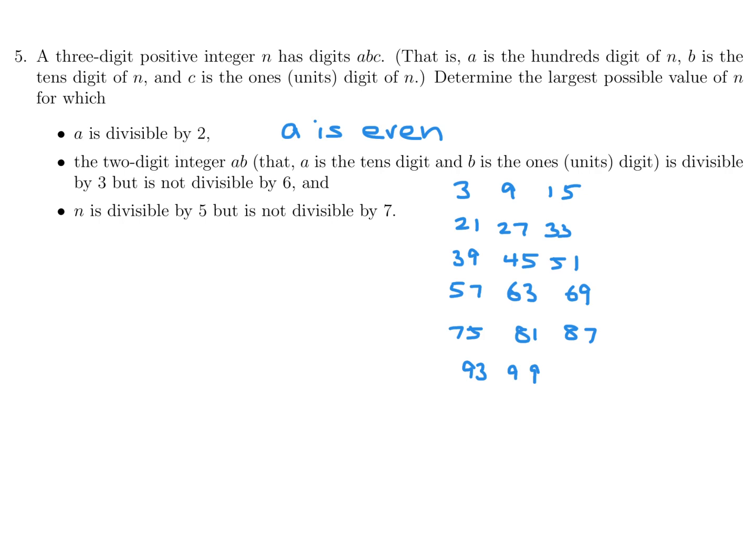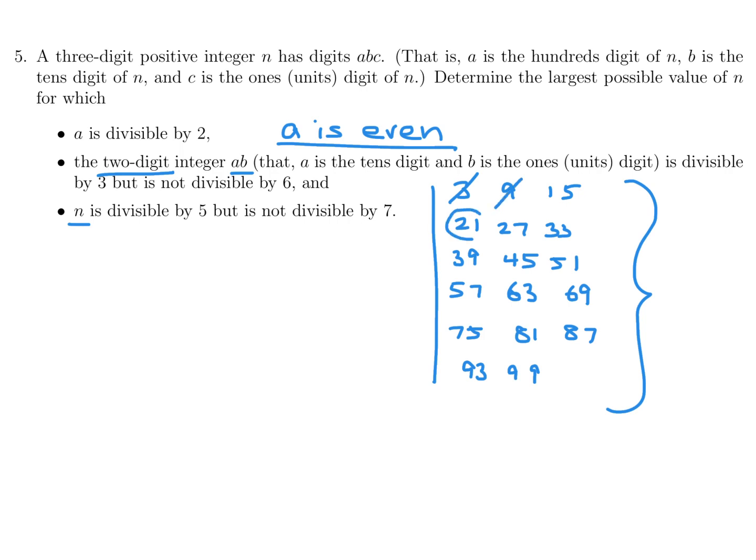So these are basically numbers that ab could be, because they're all divisible by 3, but they're not multiples of 6. And then this last criteria, n is divisible by 5, but not by 7. Okay, before I get to that, let's just circle the ones here that we can use. So a has to be even, and ab has to be 2 digits. So that eliminates 3 and 9. A has to be even. So this one, that one, 45, 63, 69, 81, and 87. Those are the only ones that would match both of these criteria.